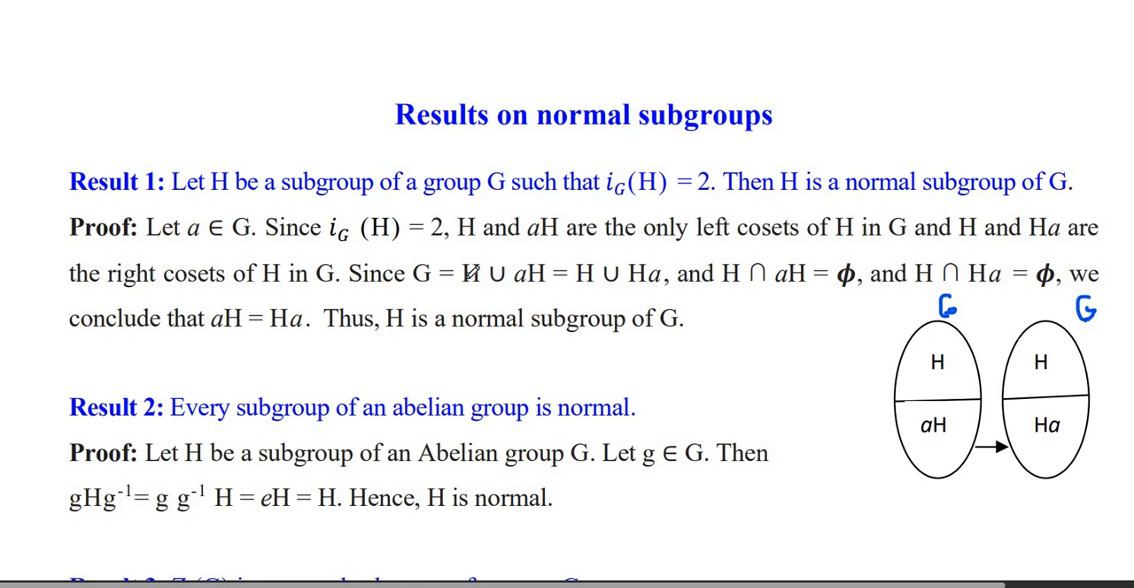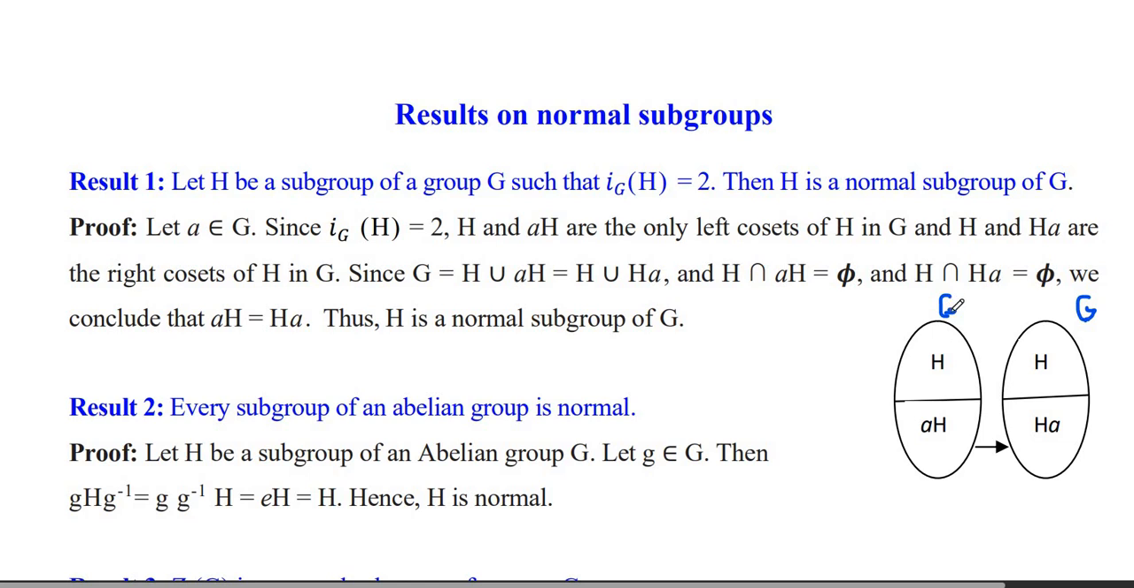Now also, because they behave like equivalence classes, the union should give rise to G, with the left cosets as well as with the right cosets, and their intersection should be the null set. So we have this, and from these two we conclude that aH is equal to Ha. So by one of the criteria for H to be normal, we conclude that H is normal in G.